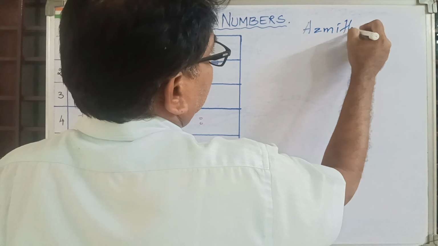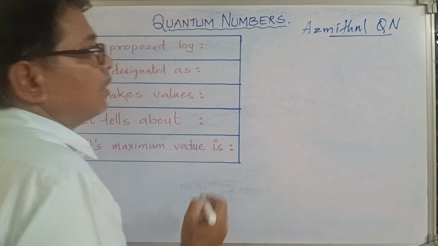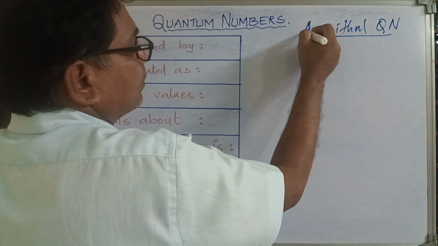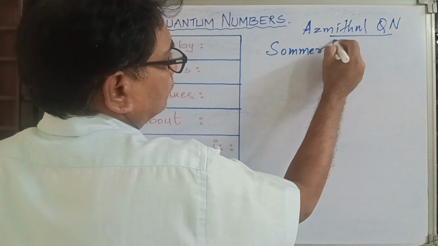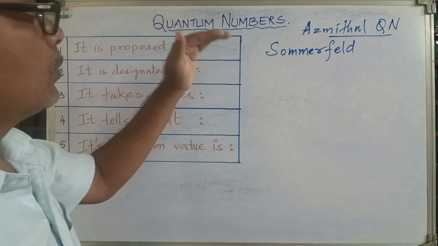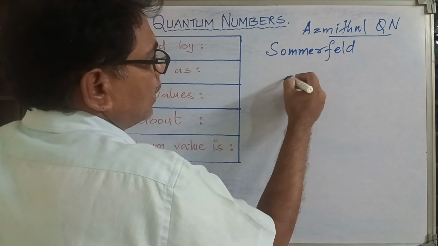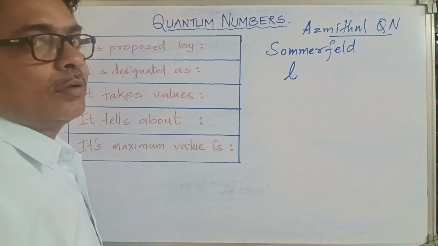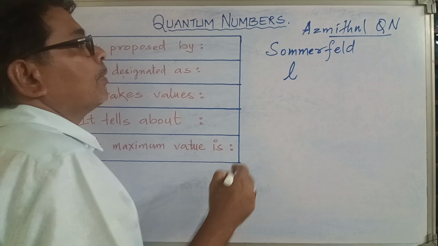Right, let us study about this one. This Azimuthal quantum number was proposed by Sommerfeld. Now it is designated as l, small l. It's not capital L, because capital L is used for the principal quantum number.